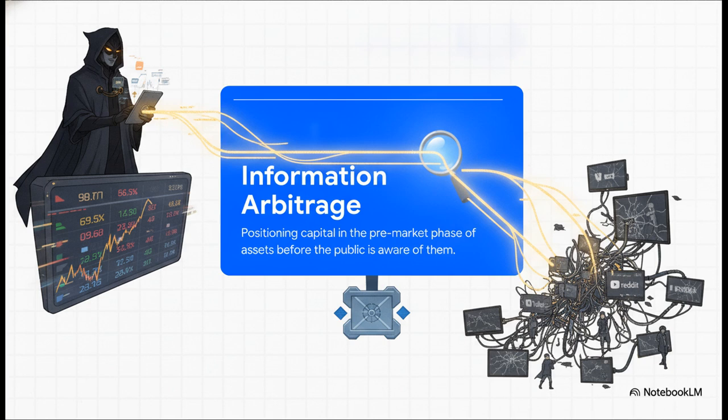The ultra-wealthy are absolutely not trading on public trends. They trade on information arbitrage. That basically means positioning capital in the pre-market phase of assets way before the public is even aware they exist. By the time an exciting new investment trend hits Reddit, YouTube, or the nightly news, the foundational profit has usually already been extracted by the 1%.